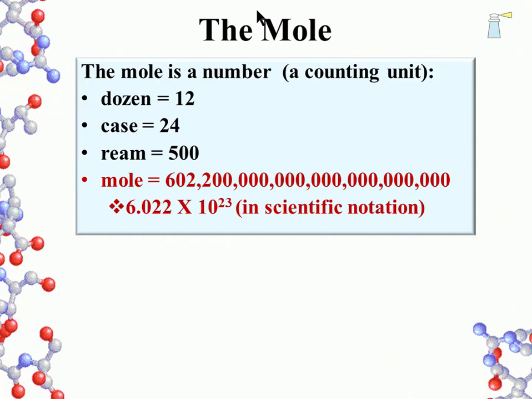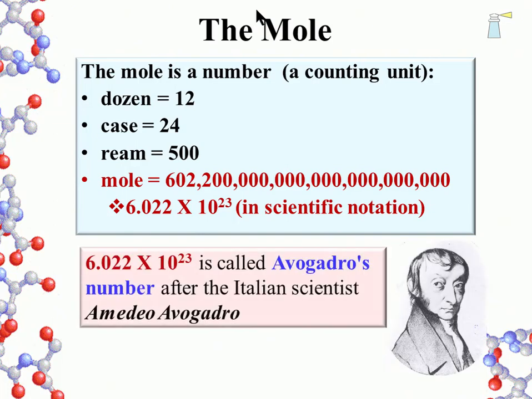1 mole equals 6.022 times 10 to the 23rd. Some textbooks just use 6.02 and not the 6.022. Either way, it is multiplied by 10 to the power of 23. 6.022 times 10 to the 23rd is called Avogadro's number, after the Italian scientist Amedeo Avogadro.